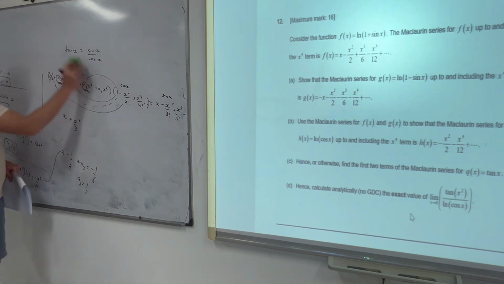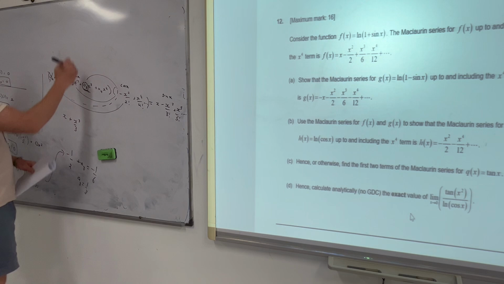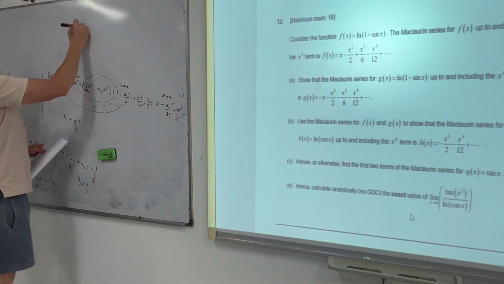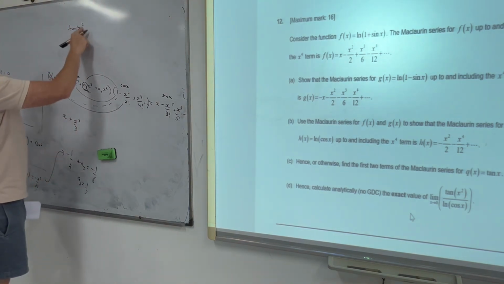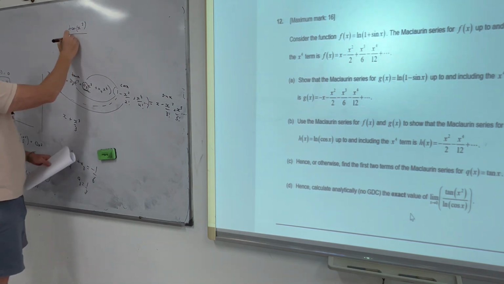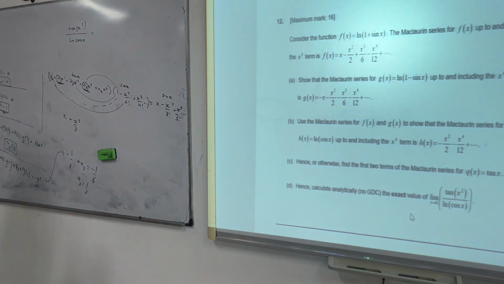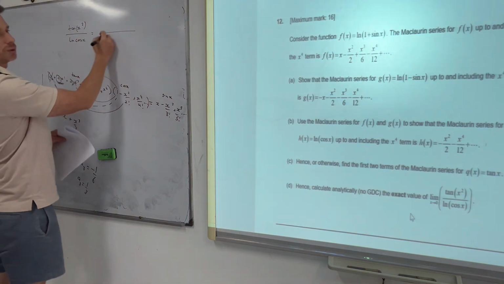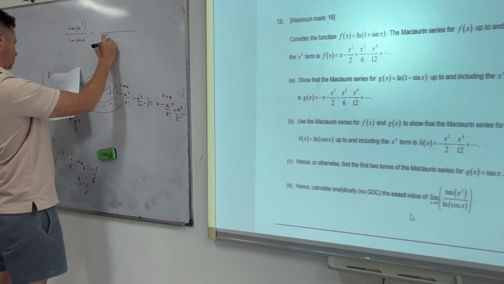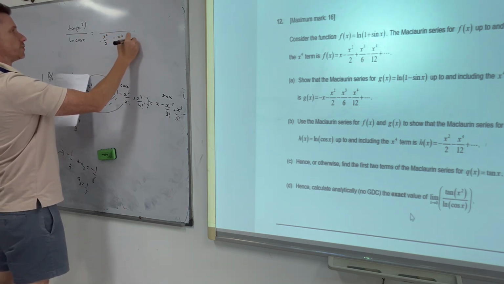Let's look at part D. When I looked at this first, I said, well, this is almost certainly L'Hopital's rule, but you know what, it's not. So what's tan x squared? And what's the ln, was it ln cosine x? We had these earlier on in the question. Ln cosine x is there in part B, so I'll write that down. Minus x over 2 squared, minus x over 4 over 12 and so on.